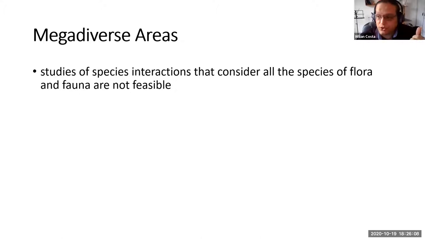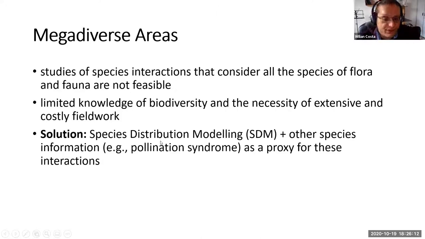We use in our approach species distribution modeling, and we combine this species distribution with other techniques. We put all things together to try to obtain a proxy for the species interaction, for example, pollination syndrome. And when we obtain this spatial distribution, we can visualize the spatial patterns and the dynamics of these populations.